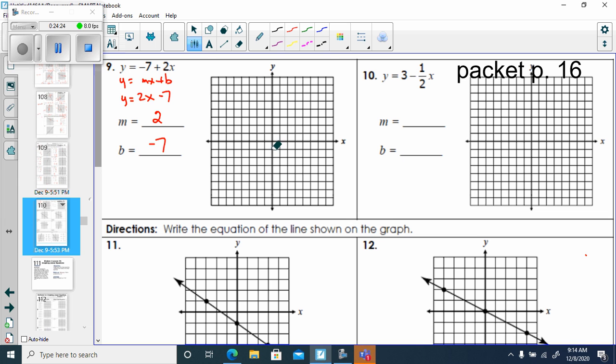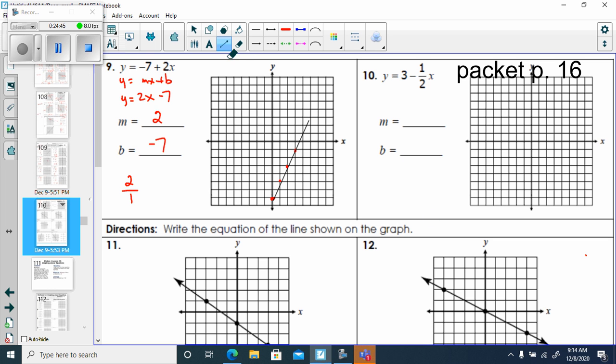I'd start at negative 7. 1, 2, 3, 4, 5, 6, 7. My slope is 2. Remember, rise over run, so that's 2 over 1. Up 2 over 1, up 2 over 1, up 2 over 1. Okay? And I can draw my line.